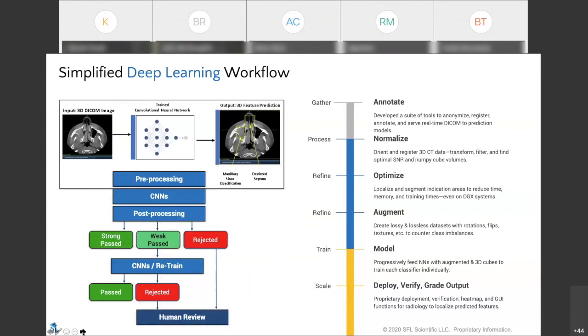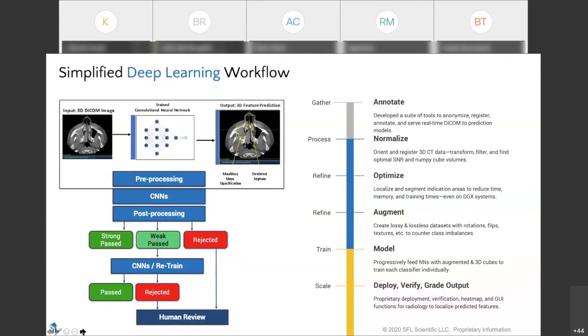So here's a look at a simplified workflow when developing these decision support tools, right? We call them decision support tools here. What you'll see, and what we advocate for greatly, is to keep the human in the loop for all critical decisions, especially in this space of healthcare and other areas as well.